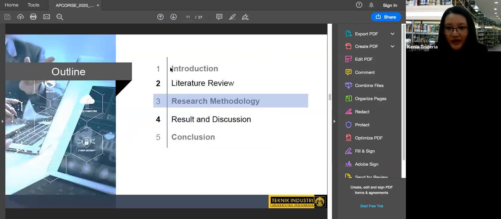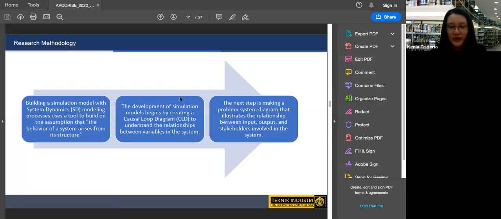And next we're gonna move to the method. So method that is used for this research is building a simulation model with system dynamics by developing causal loop diagram and to understand the relationship between variables in the systems and create systems diagrams that will illustrate the relationships between input, output, and the stakeholders involved in the systems.